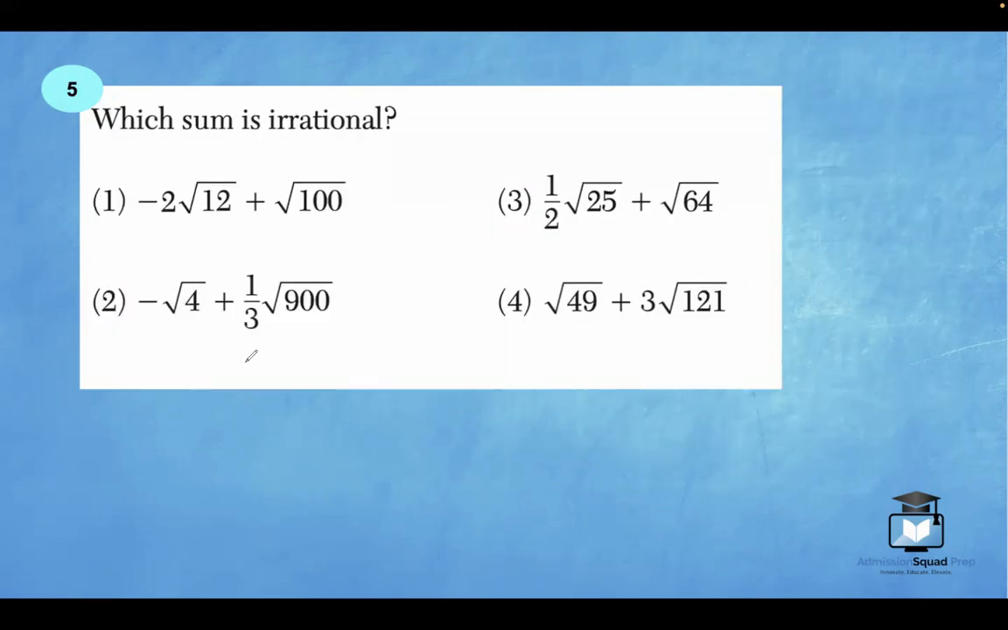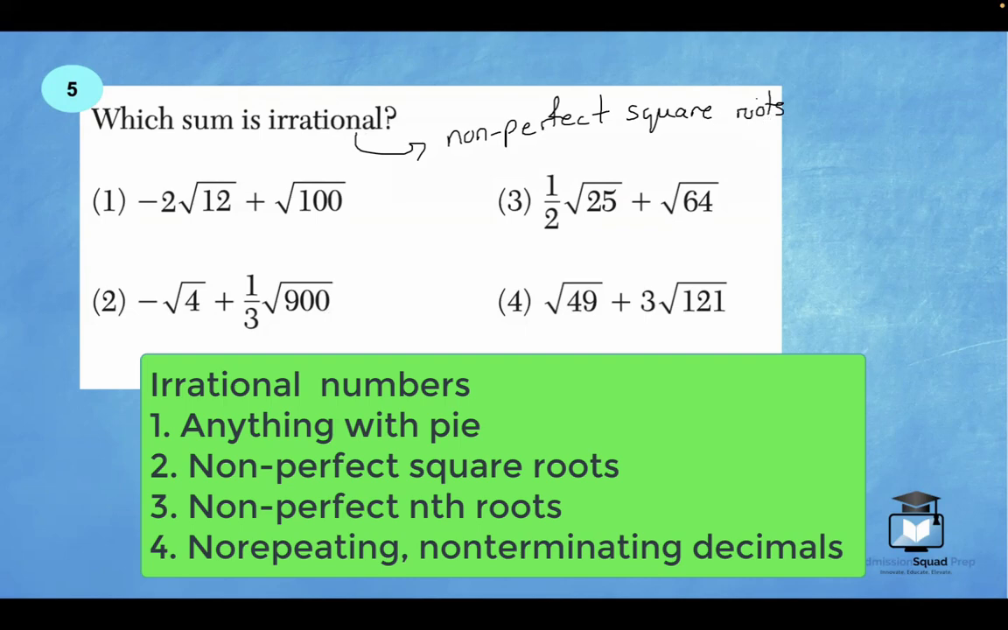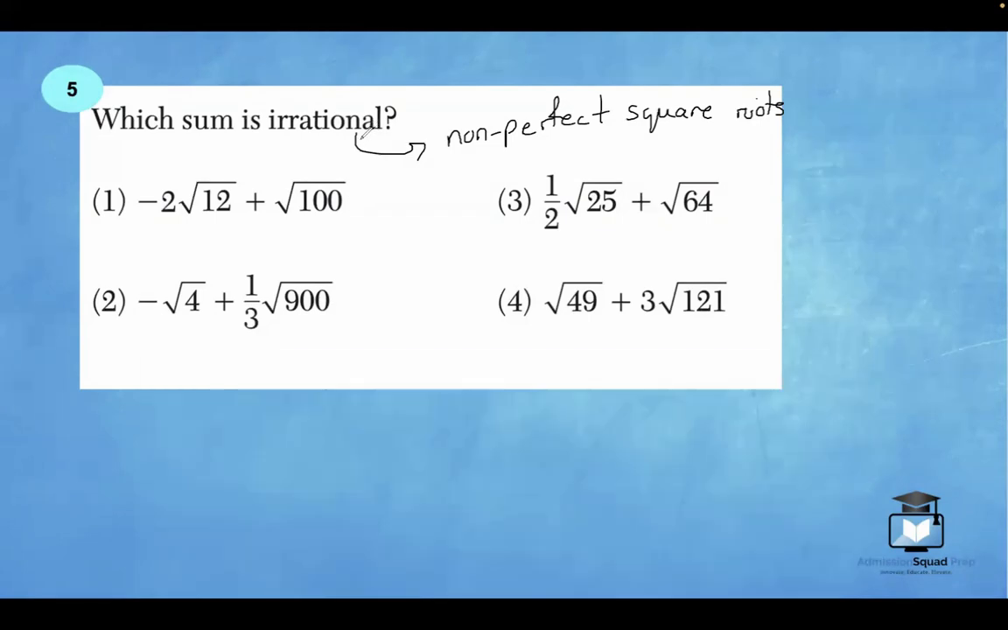Let's continue. Number 5, which sum is irrational? Because I can see square roots here, we're going to use the definition of non-perfect square roots for an irrational number. There are typically 4 categories of irrational numbers that I use. It is anything involving pi, non-perfect square roots, non-perfect nth roots, and any non-repeating, non-terminating decimal. But for the purposes of this problem, since we're clearly working with square roots, we're looking for non-perfect square roots. So let's take a look.